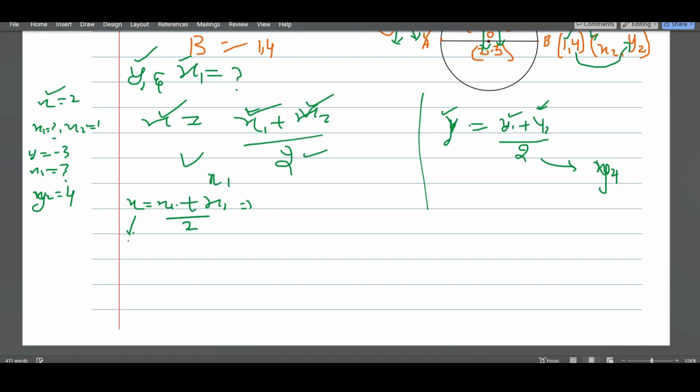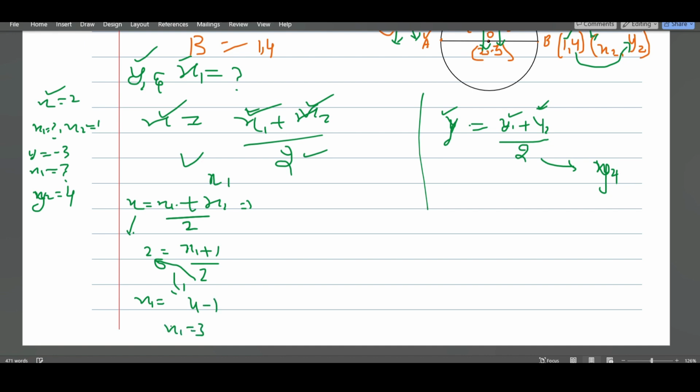Our x is given, so the value of x is 2, equal to x1, which is not given, plus x2, which is 1, divided by 2. For this we can find the value of x1: from here 2 times 2 gives 4, 4 minus 1, so x1 is equal to 3.